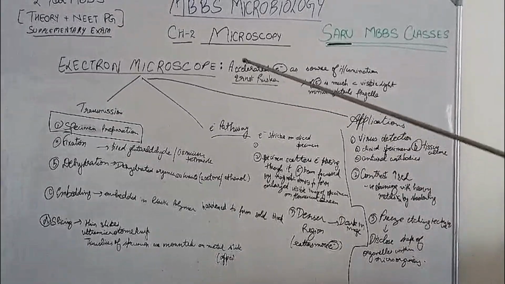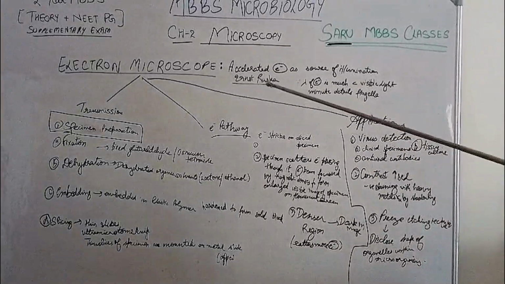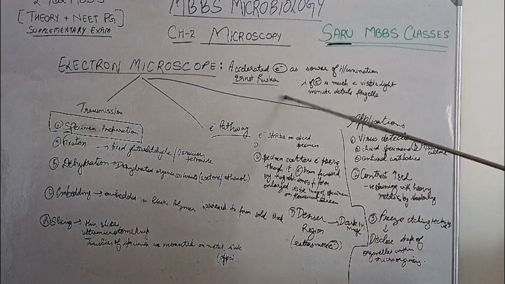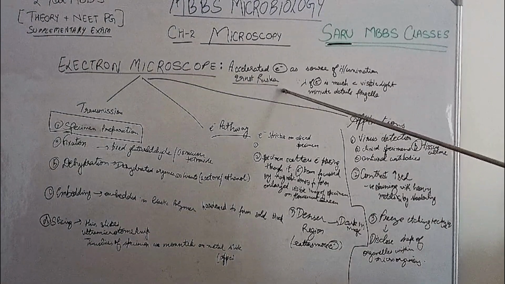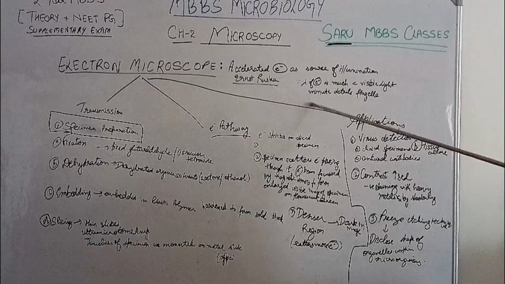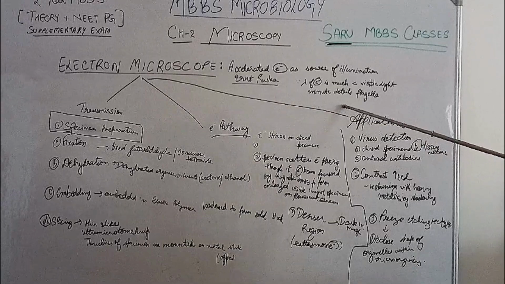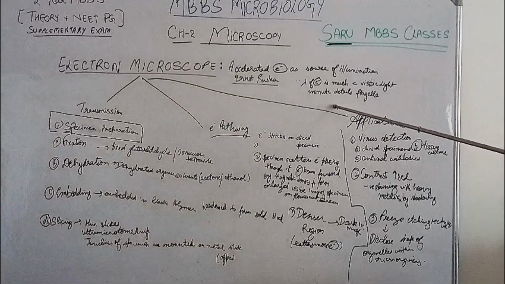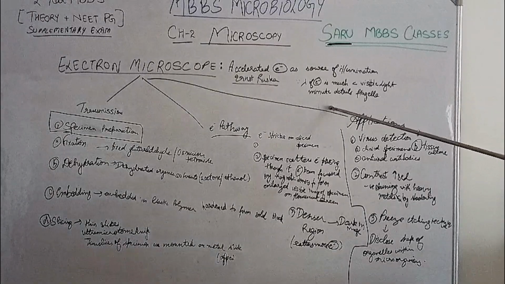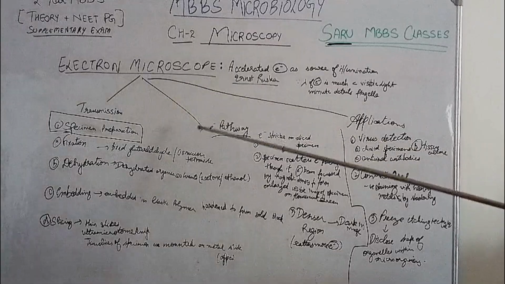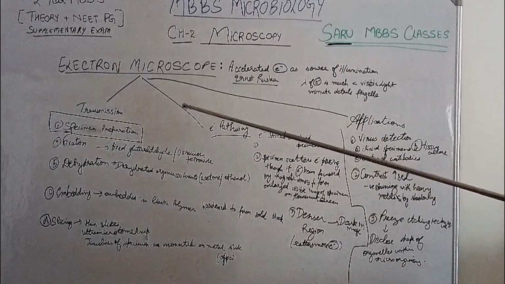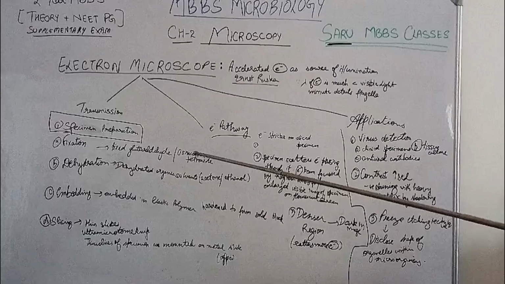Electron microscope. It was discovered by Ernst Ruska. The electron microscope uses accelerated electrons as a source of illumination. The wavelength of electrons is much less than visible light, so minute details of flagella, fimbriae, etc. can be seen. Now it is of two types basically: transmission electron microscope and scanning electron microscope.